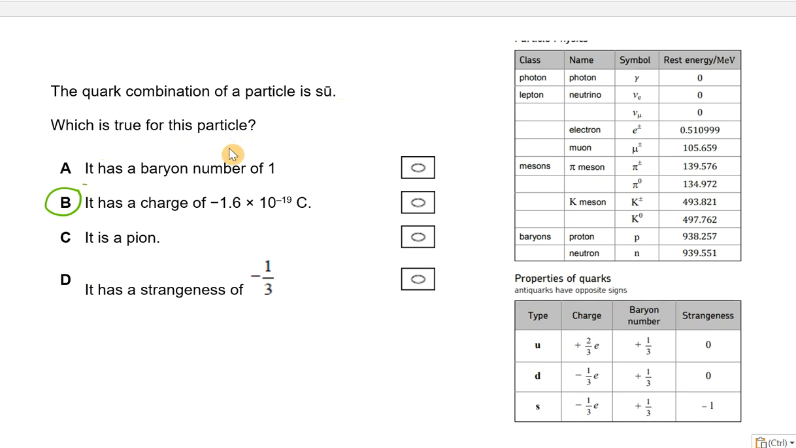A really good starting point is to draw out a little table that's going to tell you about the properties of the particle made from a strange and anti-up. So I tend to draw a little table that looks something like this. There's my strange quark, there's my anti-up quark, and let's put some lines in.